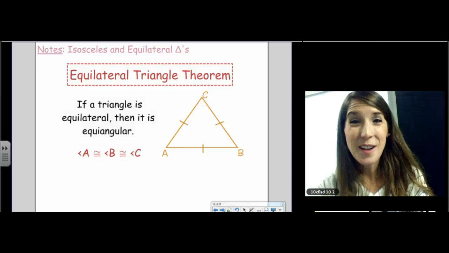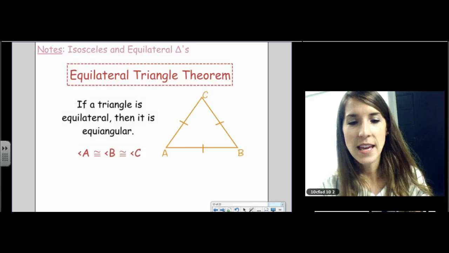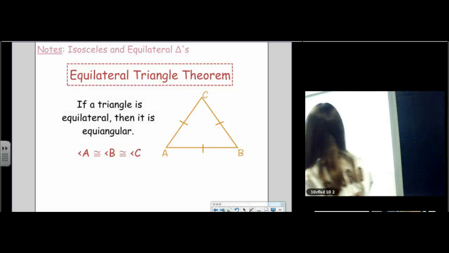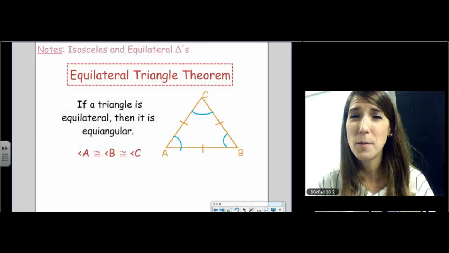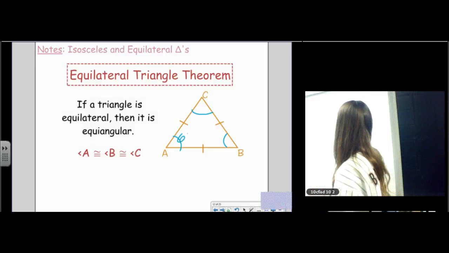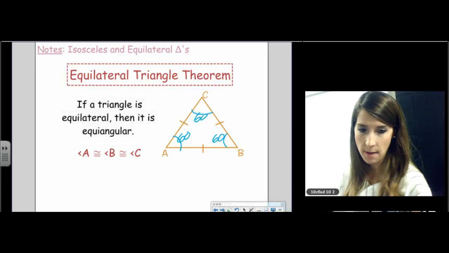It's also true for equilateral triangles. I think y'all totally already know this. If a triangle is equilateral, then it's equiangular. So if it has 3 tick marks, then boom, it has 3 arcs. And not only do we know that those are congruent, we know the exact measure of those angles, right? We don't even have to solve for the angles, because if it's equilateral, those are 60, 60, 60 every time.